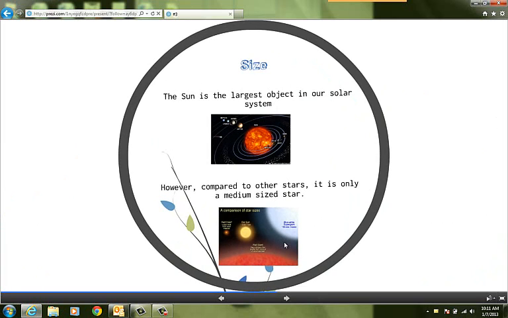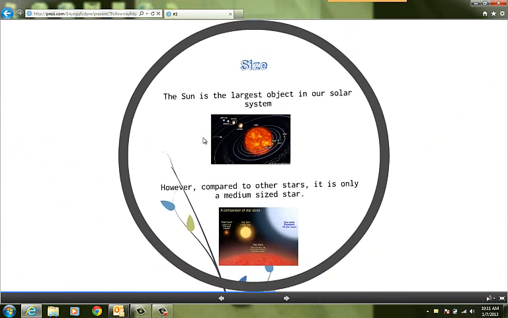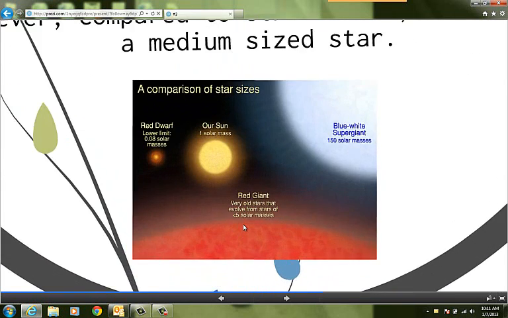So the size of our sun, the sun is the largest object in our solar system. So here's a picture of it to scale. Here's the sun very large, and everything else around it is much smaller. However, compared to the other stars, it's only a medium-sized star.